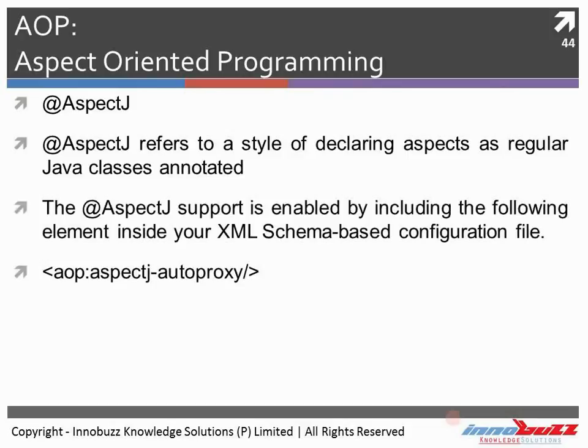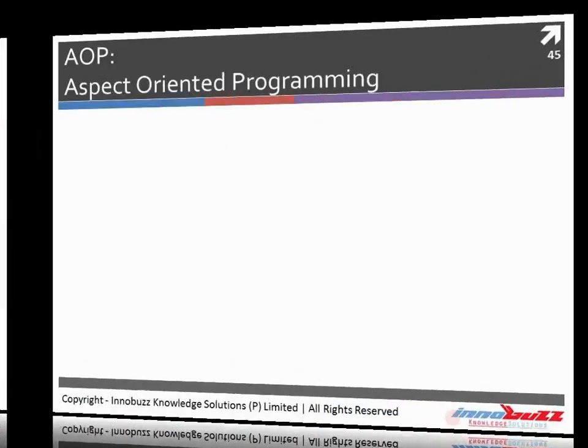So as I said earlier, you can also include aspect-oriented programming into your application using this XML based element, that is aop:aspectj-autoproxy within the XML. You have to add this for your @AspectJ annotation to work. And within this, you can also have many XML elements if you want to configure using XML based configuration.